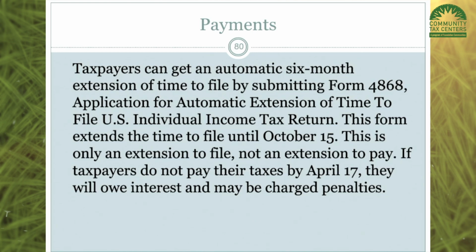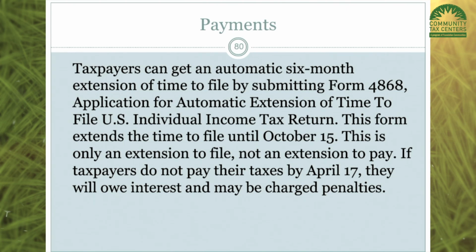Taxpayers can get an automatic 6-month extension of time to file by submitting Form 4868. This is the application for automatic extension of time to file. This form extends the time to file until October 17th. This is only an extension to file, not an extension to pay. So if somebody owes, we did their taxes and they still don't want to file, they still need to pay by April. Sorry, I said 17th thinking that was the deadline, April 18th this year.